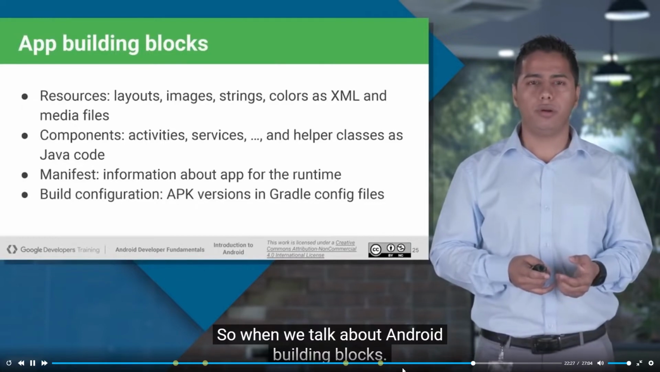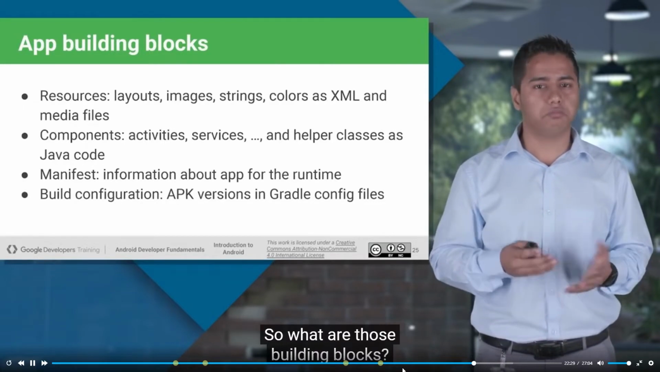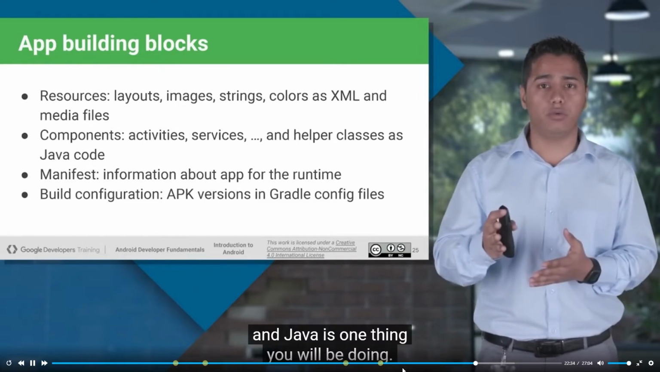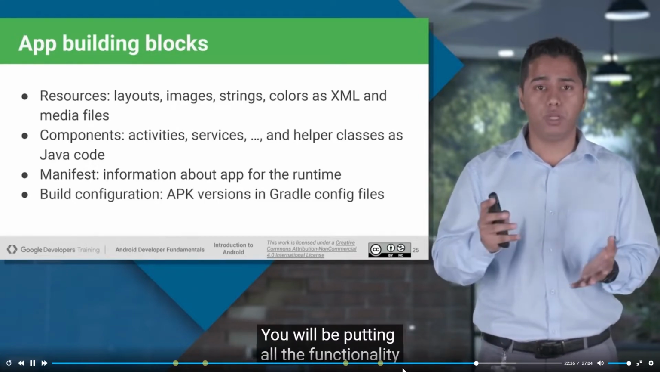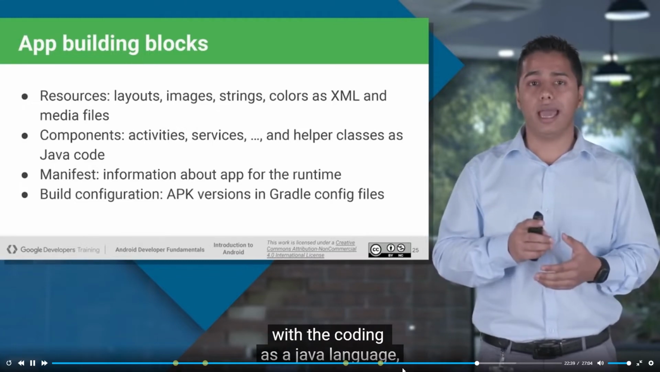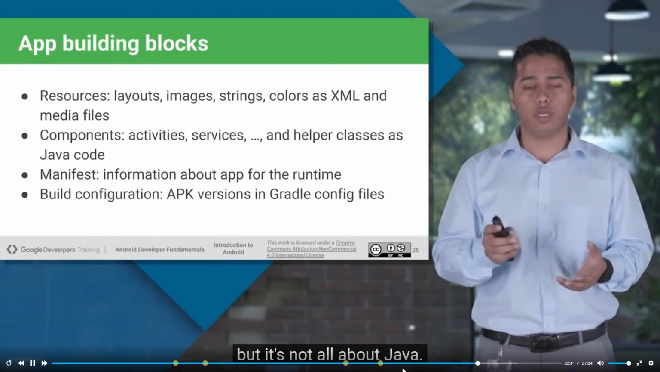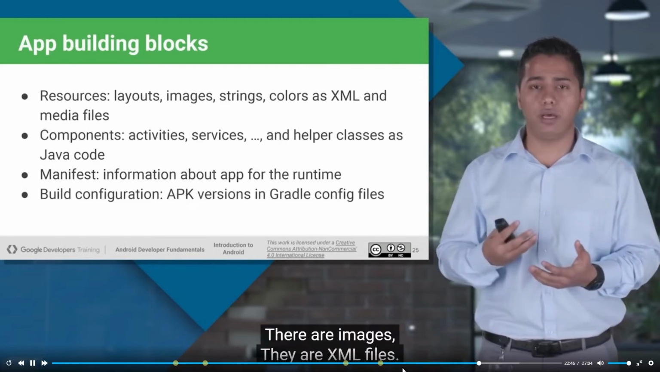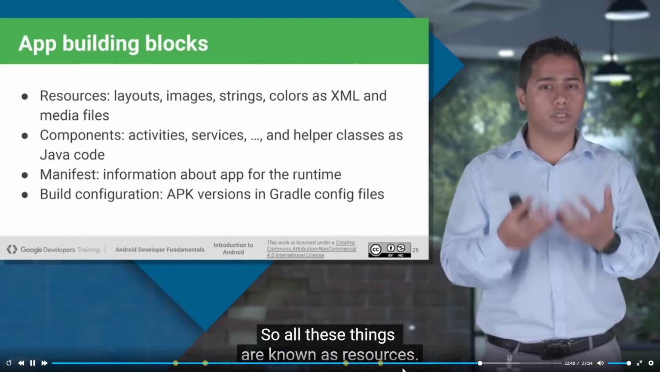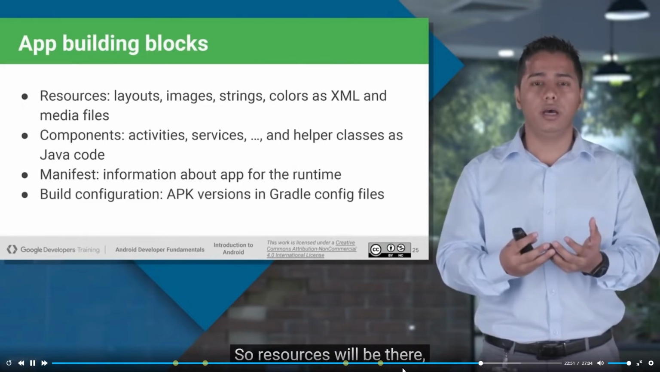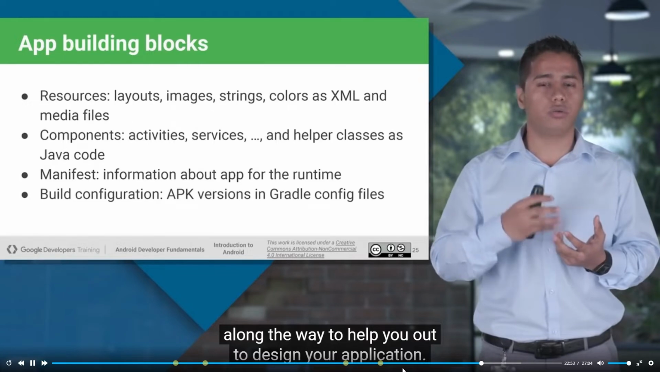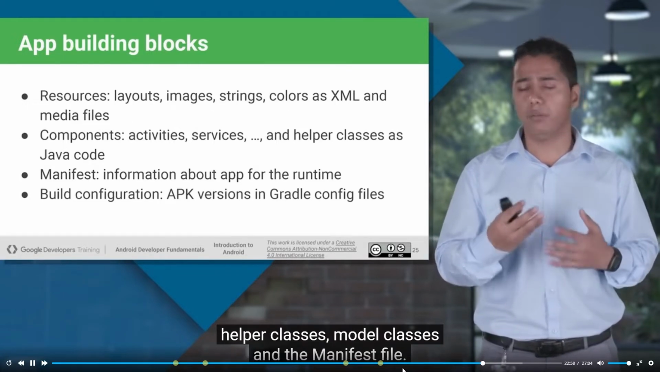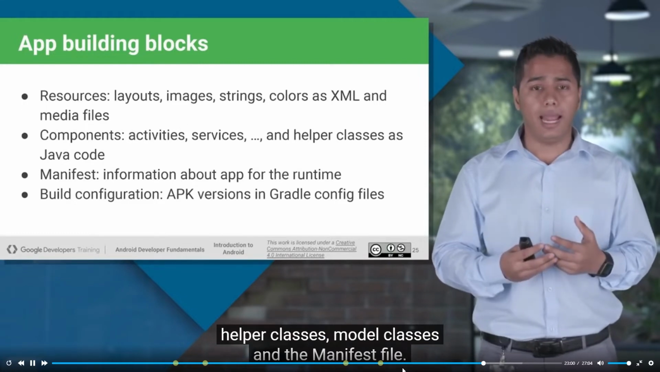So when we talk about Android building blocks, what are those building blocks? Android is not all about Java. I mean, Java is one thing you will be doing. You will be putting all the functionality with the coding part as a Java language, but it's not all about Java. There are UIs, there are layouts, there are images, there are XML files. So all these things are known as resources. So resources will be there along the way to help you out to design your application. Plus there will be components, activities, services, helper classes, model classes, and the manifest file.